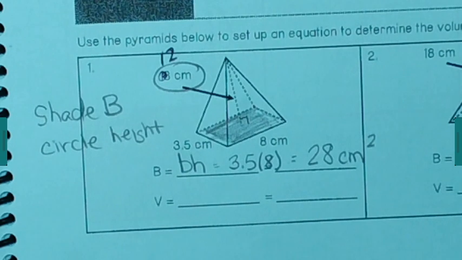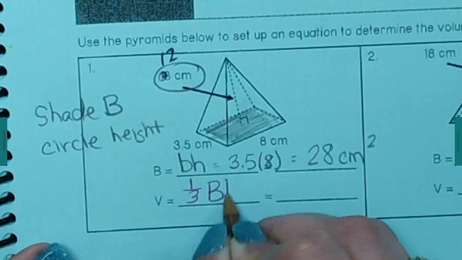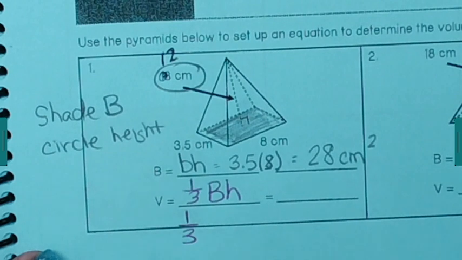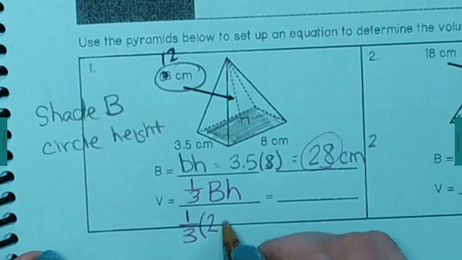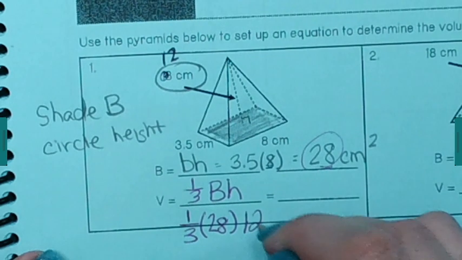All right, now I'm going to use my volume formula. The only thing different that we're adding is the 1/3. So 1/3 big B H. My big B equaled what? 28. And my height equaled what? 12.